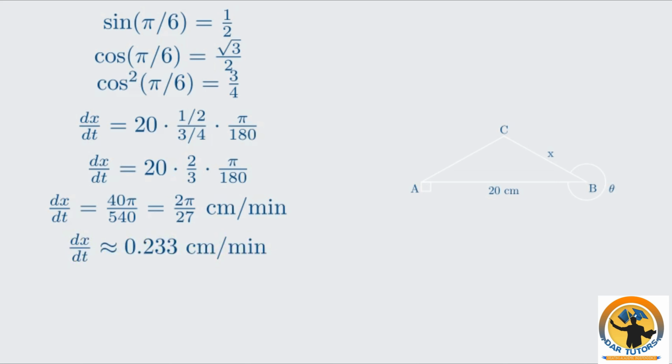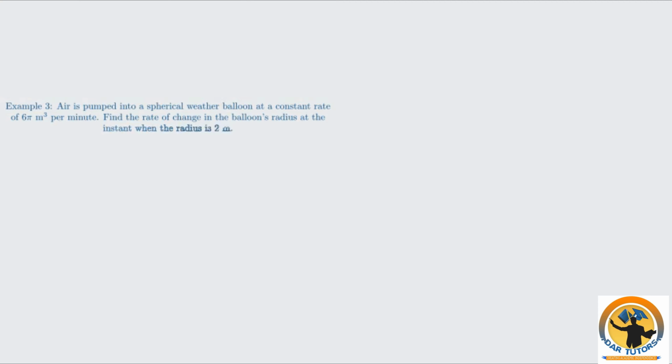This example highlights the importance of using radians for angles in differentiation. Let's look at a problem involving volume. This often requires finding a relationship between the dimensions of a 3D shape. Air is pumped into a spherical weather balloon at a constant rate of 6 pi cubic meters per minute. We need to find the rate of change of the balloon's radius at the instant when the radius is 2 meters. Step 1. Diagram. A sphere. We label the radius as r and the volume as V.